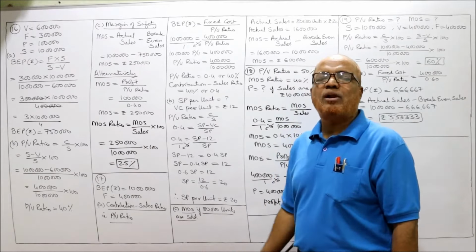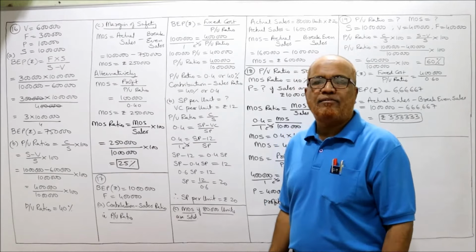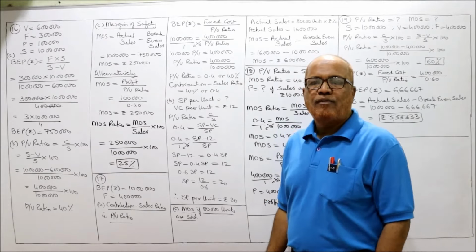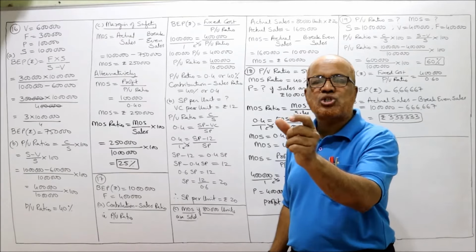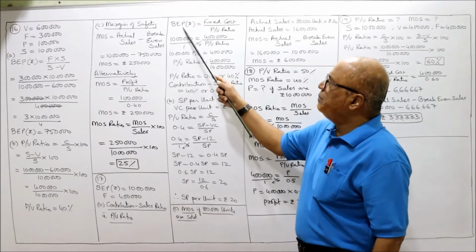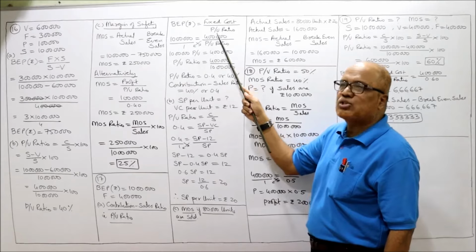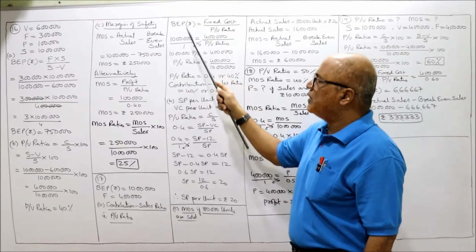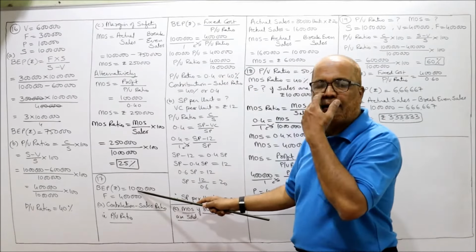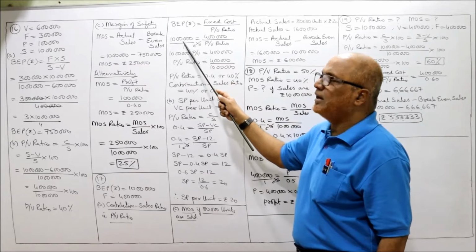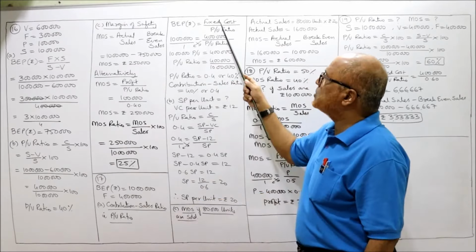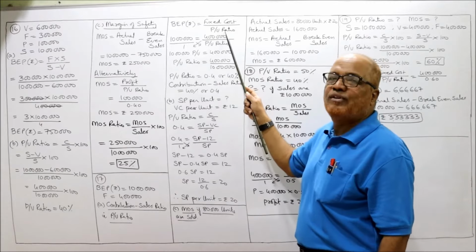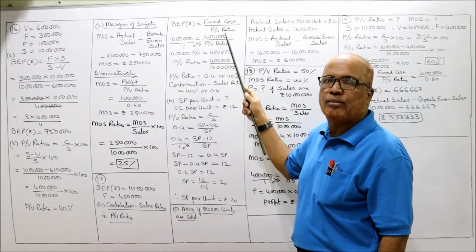By using the formula for BEP, we can calculate PV ratio. We know the formula for BEP. BEP in rupees is equal to fixed cost by PV ratio. BEP, how much is given in the problem? 10 lakh. So in place of BEP, I am writing 10 lakh. Fixed cost, how much fixed cost? 4 lakh. So in place of fixed cost, 4 lakh. PV ratio, we don't know. We have to find out.